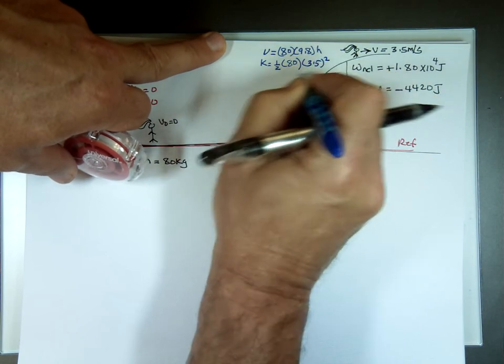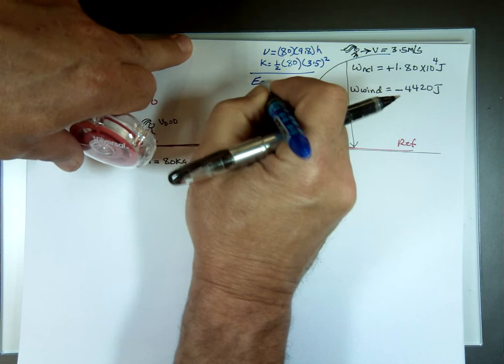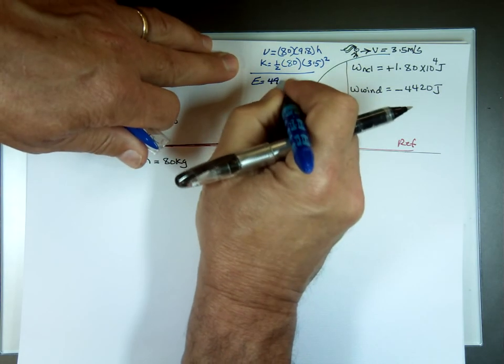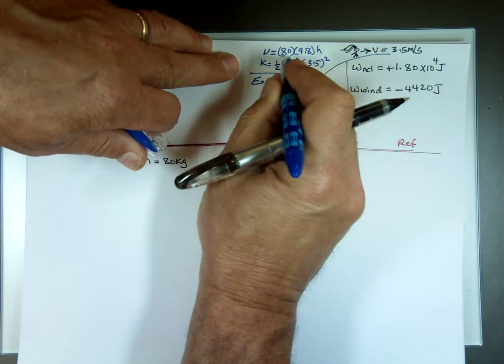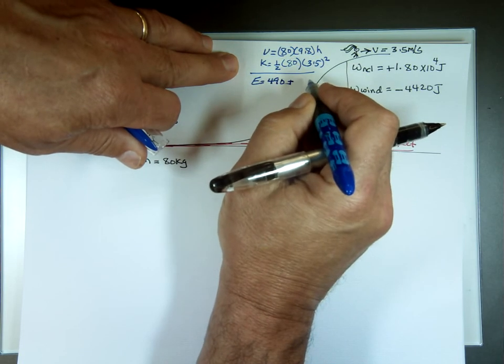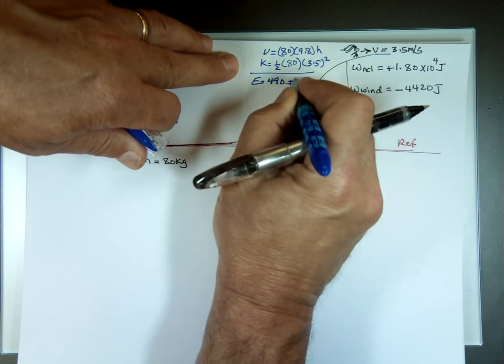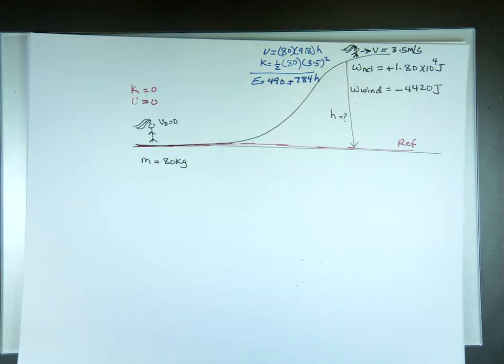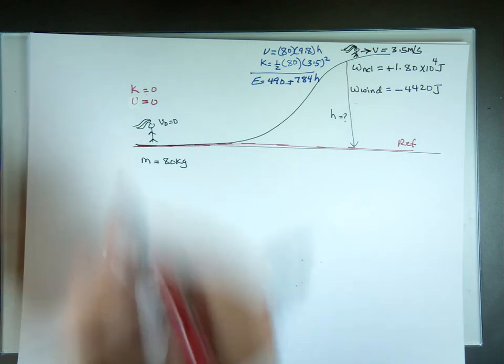What's the sum? Let's see. First one is 40 times 3.5 squared. That's 490, plus, you see, what's that number? The potential? U was, I got 784. 784H, right? Yeah. Notice, what's the sum here? 0.